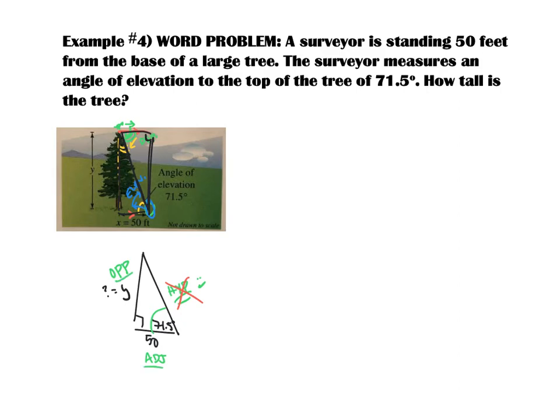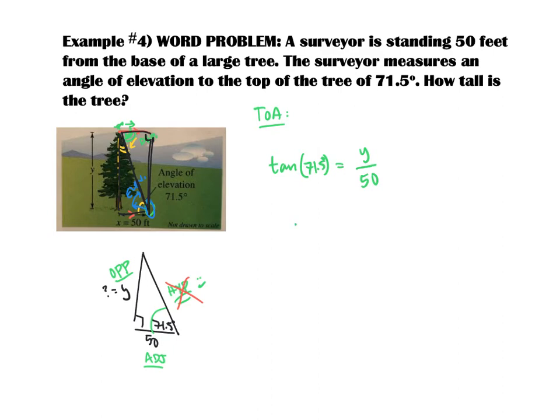So when I see that I'm looking for the opposite side and I'm given the adjacent side, the O and the A tell me TOA, and TOA tells me to use the tangent function. Now the tangent function's input is always an angle. So the tangent of 71.5 will be equal to the opposite side, which is y, over the adjacent side, which is 50.